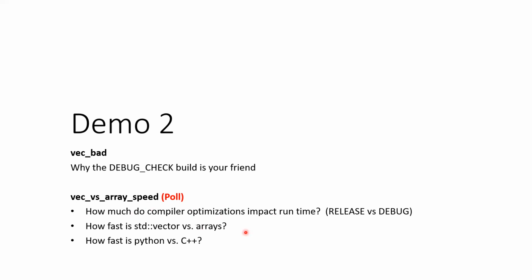So how much do compiler optimizations impact runtime? Release is a lot faster than debug and a lot faster than debug check. How fast is vector versus arrays? They are about the same. How fast is Python versus C++? Python is a lot slower.